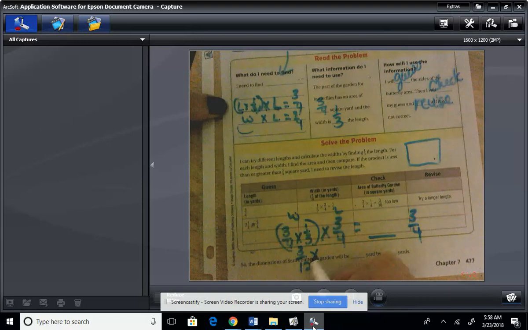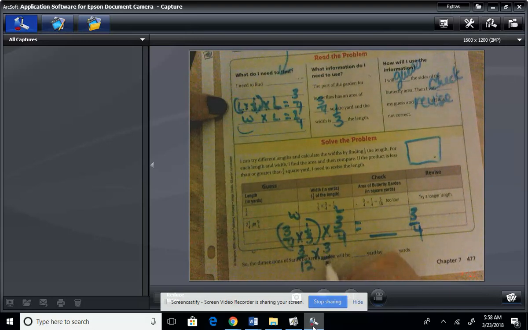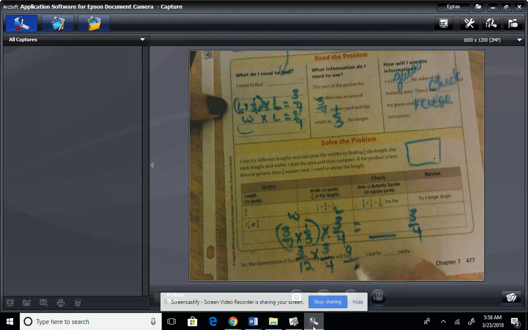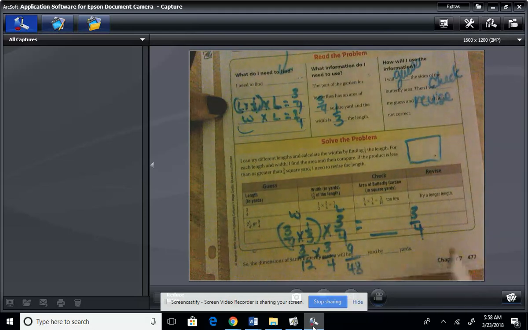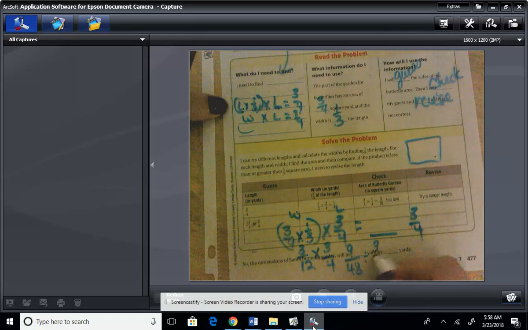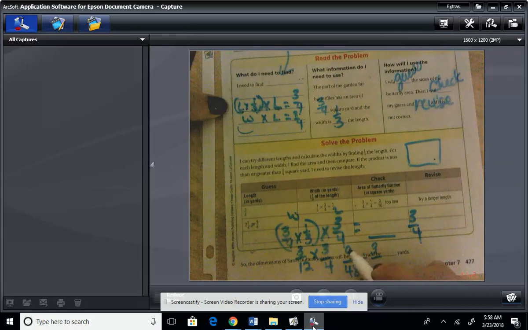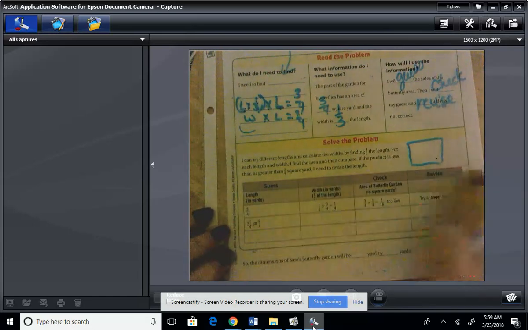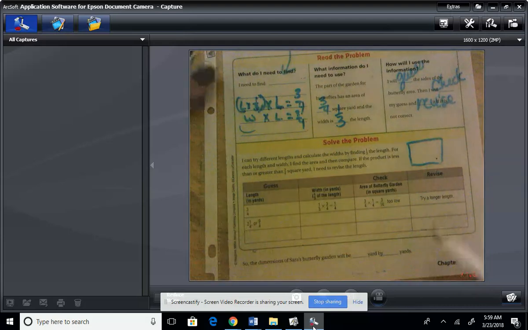So 3/12 times 3/4 is 9/48, and I can simplify that by 3, and I get 3/16. Well, 3/16 is not equal to 3/4. It's way too low. So that means we did a guess, we did a check, and we have to revise. So if we know it's way too low, they're going to try something bigger.